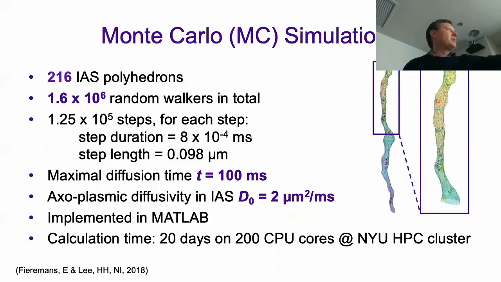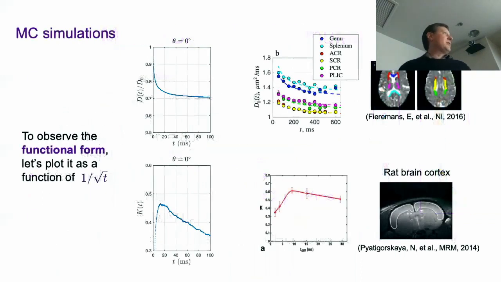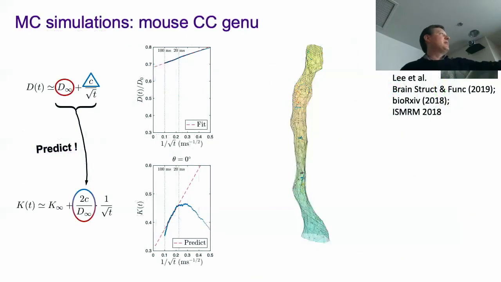So Hongxi does Monte Carlo simulations in all these 200-something axons as a function of diffusion time. This is the time-dependent diffusion. This is the time-dependent kurtosis. It goes up and down, comparable to Dmitry Novikov's group measurement in red, and this is comparable with what Els Fieremans saw in humans, at least qualitatively. Then I can replot it as a function of 1 over square root of time, and I see beautiful 1 over square root of time power law behavior in diffusivity and in kurtosis.